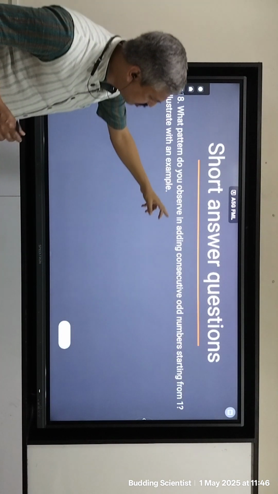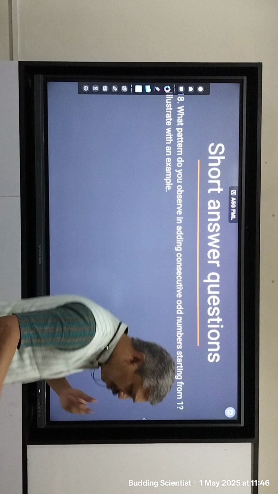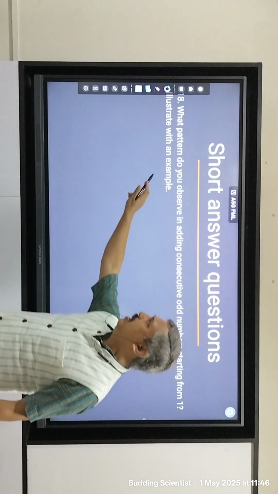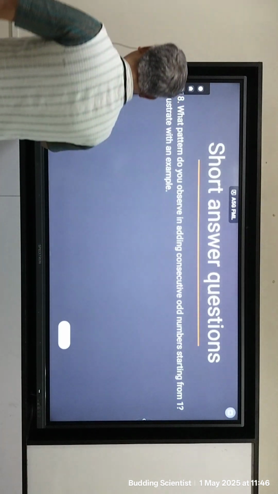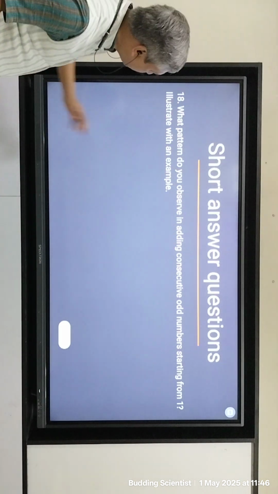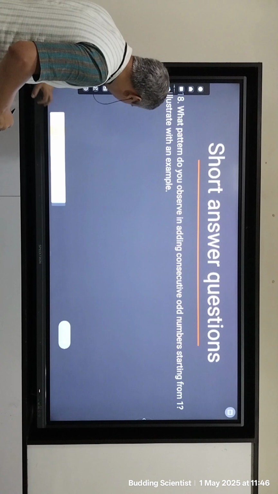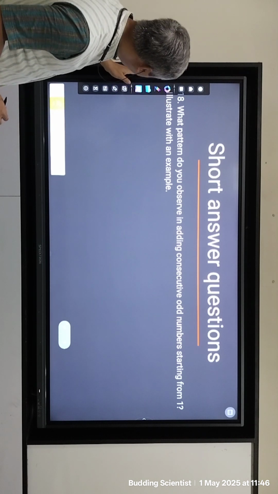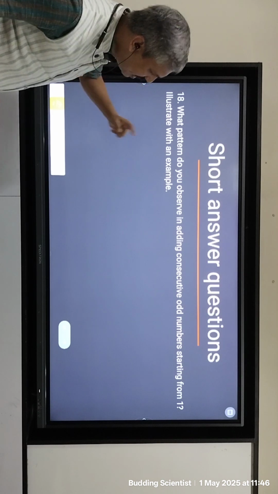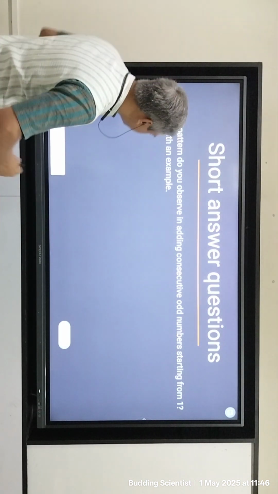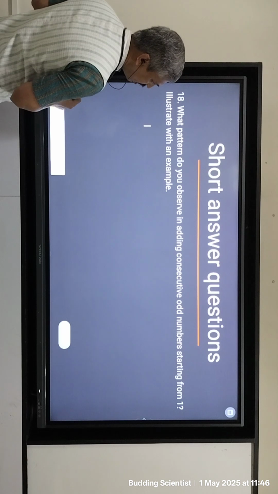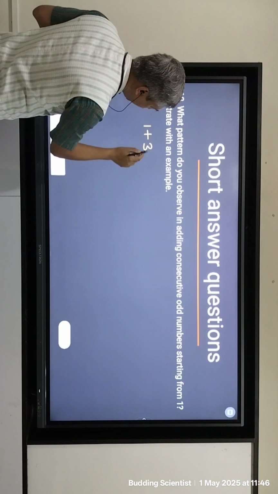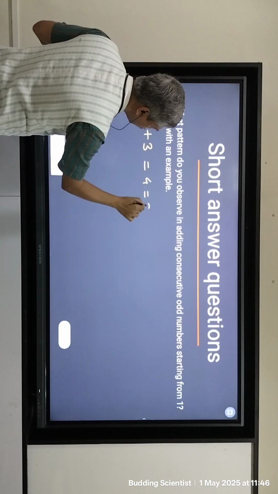What pattern do you observe in adding consecutive odd numbers starting from 1? Illustrate with an example. We have seen this before. The question was in slightly different words, but basically what we are saying is, what pattern do you observe in adding consecutive odd numbers? So I take one odd number 1, the next odd number will be 3, and you add them, you get 4, which is equal to 2 square.